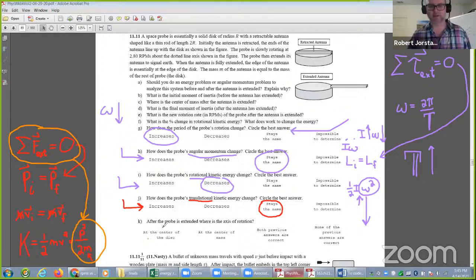Okay, and then I think we already talked about bullet point K. It's at the center of mass. Okay. All right.